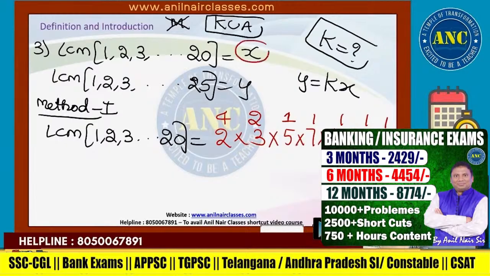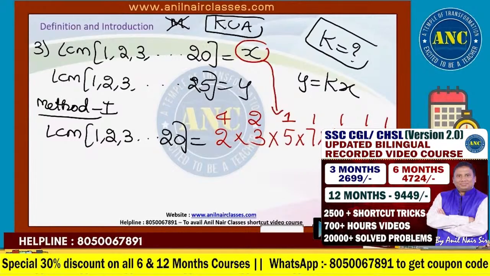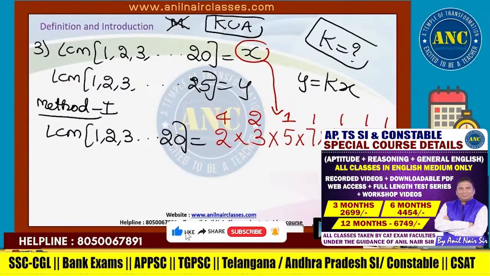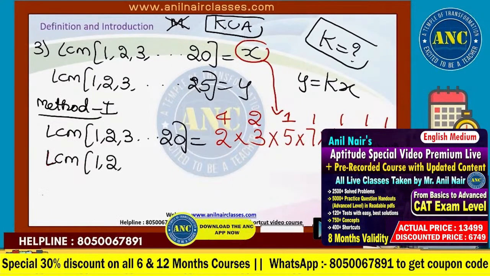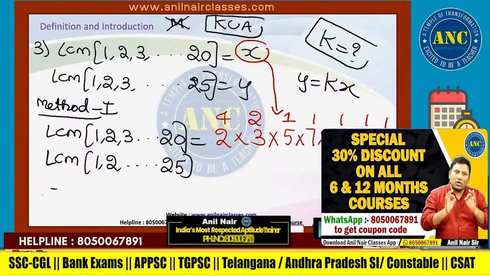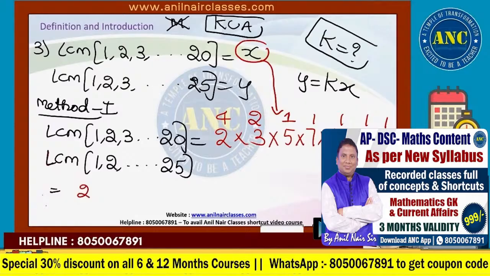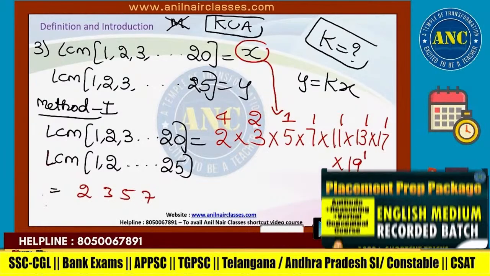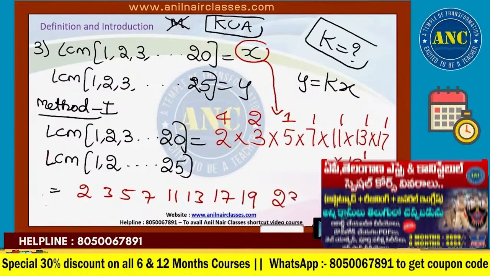That means this is the value of X. What is the value of X? 2 power 4 into 3 square into 5 into 7 into 11 into 13 into 17 into 19. What is the question that is given? LCM of 1, 2, 3 till 25. Now I want to write till 25. If I write till 25, what are all the prime numbers? 2, 3, 5, 7, 11, 13, 17, 19, 23.